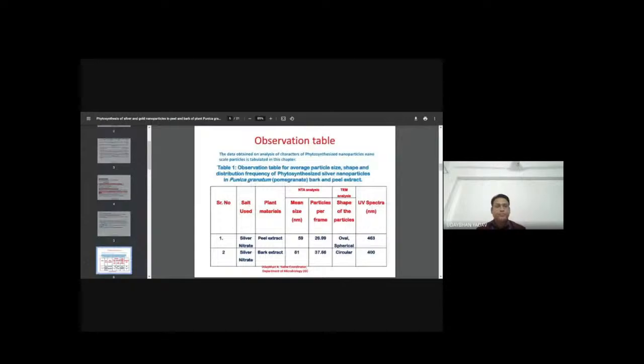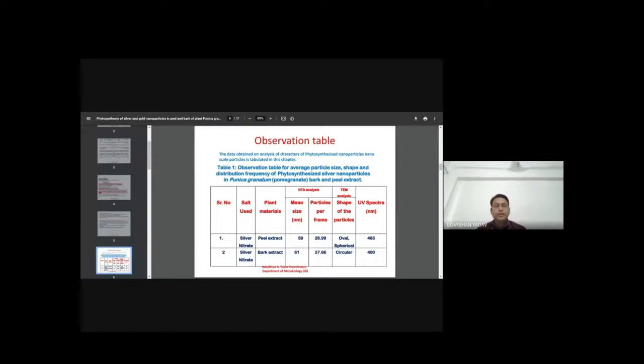About the observation and results, the data obtained on analysis of the characteristics of phytosynthesized nanoscale particles is tabulated in this topic. Table 1 consists of the average particle size, shape, and distribution frequency of phytosynthesized silver nanoparticles in Punica granatum bark and peel extract. Here are the points to be taken care of.